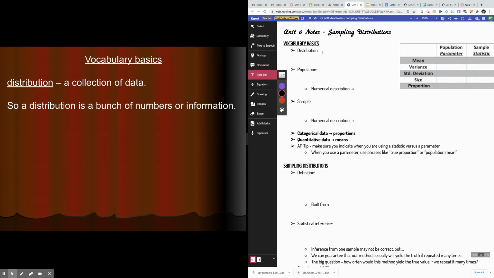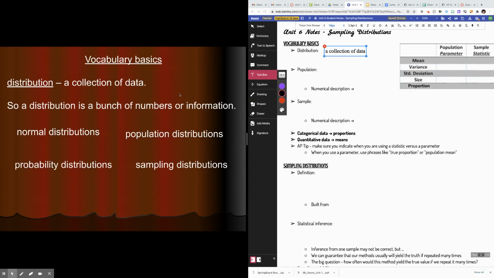So just a couple of quick vocab basics that you need to make sure that you know, okay? It's especially important starting in this unit and for this semester that we know the difference between all of these things, because it will impact the formulas we use and the symbols we use and things like that. Okay, so a distribution is just a collection of data. Okay, so it's just a bunch of numbers or information.